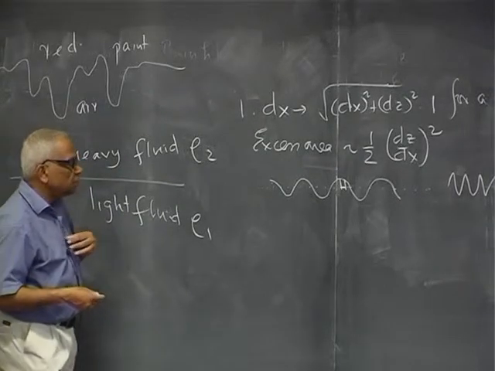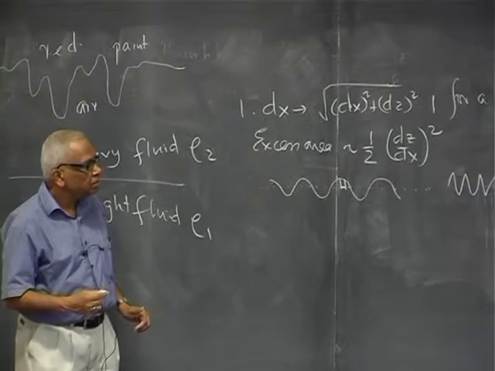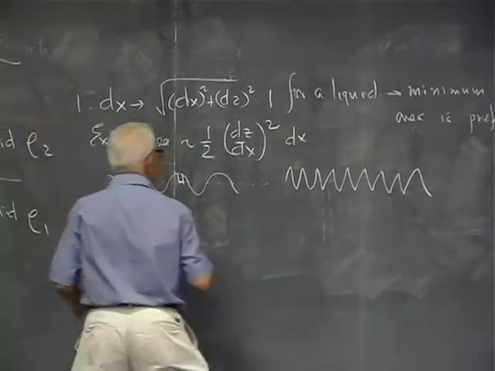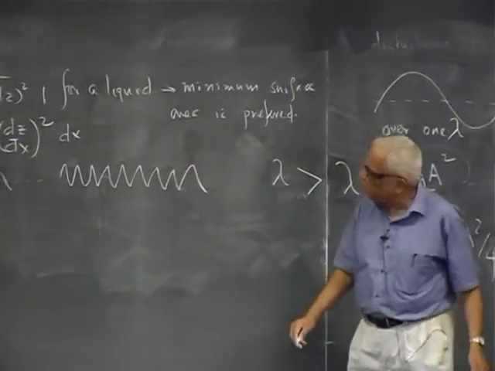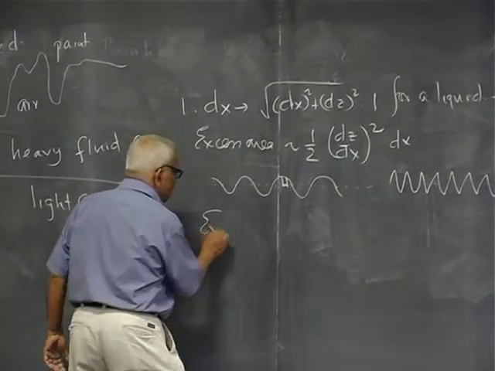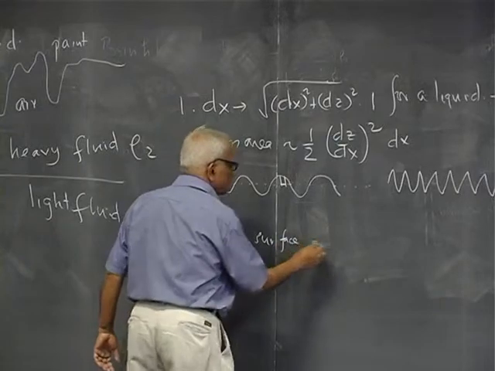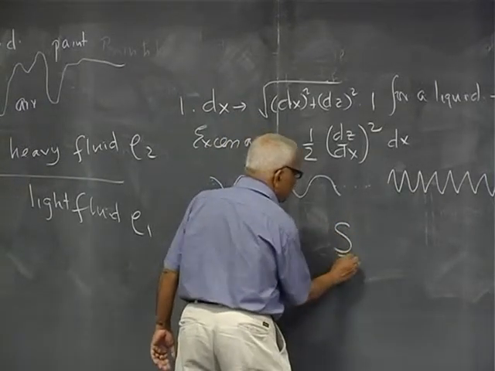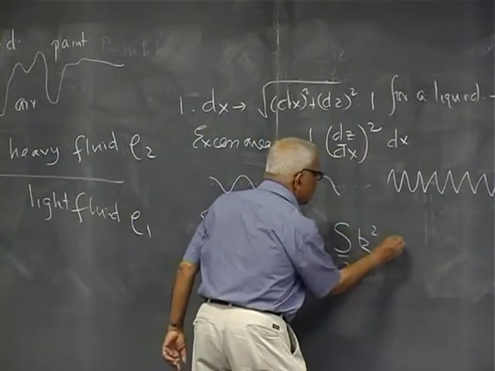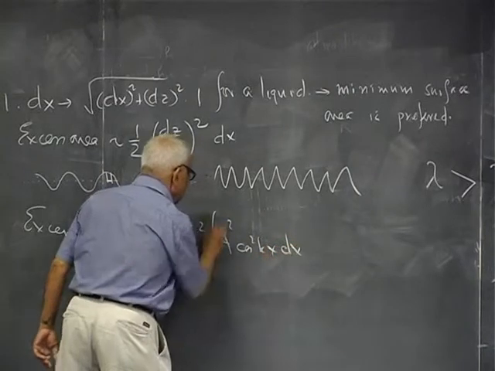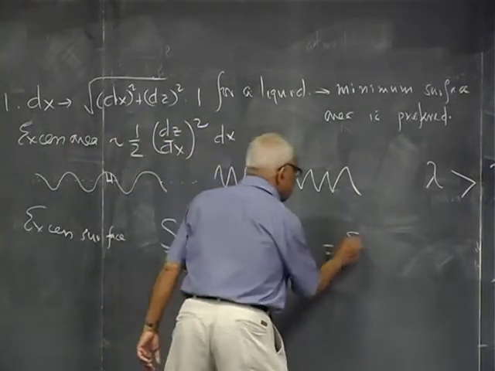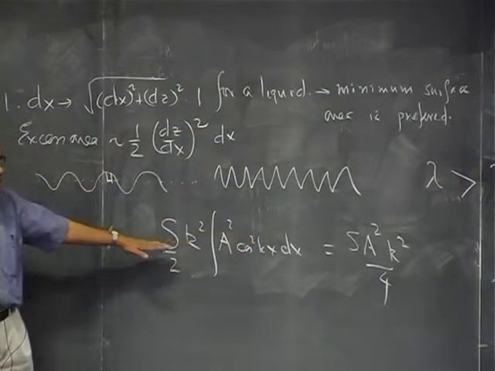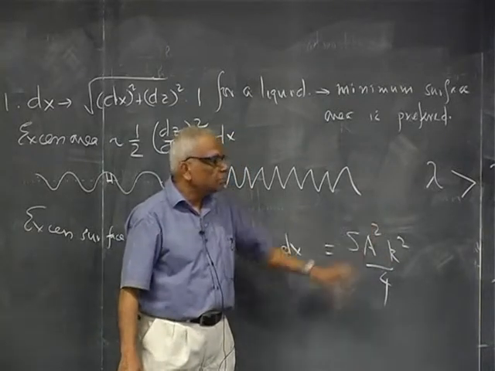So the excess area is this, half into dz/dx whole squared. So the excess surface tension energy is, if the surface tension is S, then over one wavelength, you carry out this integral: S over 2, dz/dx gets you k squared a squared cos squared kx, integrated over one wavelength. And so over a wavelength, it is S times a squared into k squared by 4. So surface tension for a wave number k would demand this amount of energy.